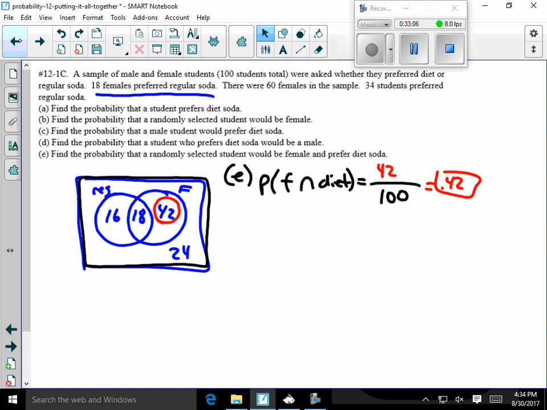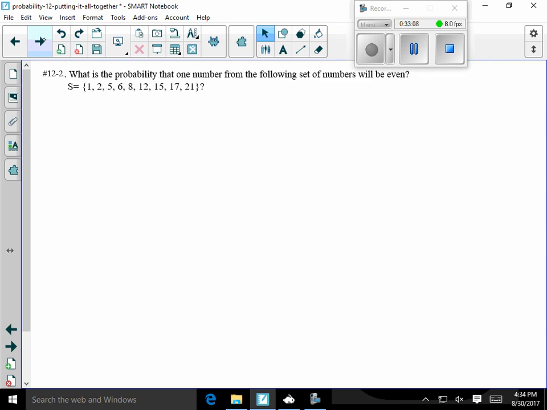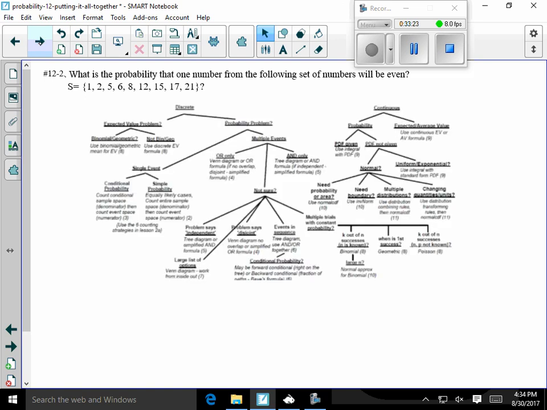So this one says, what is the probability that one number from the following set of numbers will be even? And then it lists a set in roster listing there. So go ahead and pause the problem and then give this one a try. Okay, so I'm going to go through my strategy list here. What are we talking about? Well, we've got a set of numbers, right? And only these discrete values are allowed. So I don't have a continuous amount of numbers. I just have the discrete numbers listed there, a very specific set of numbers.